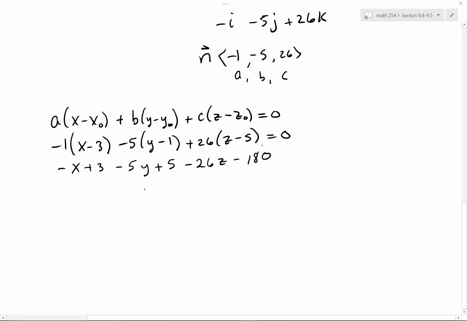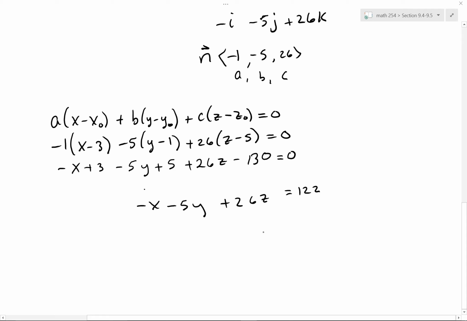Is that right? No, it's not right. It's 130, isn't it? Yeah, I think it's 130. So that is 8, so negative 122. So I'm going to add that over here to make it positive 122. And then I'm going to have negative x minus 5y plus 26z is equal to that.